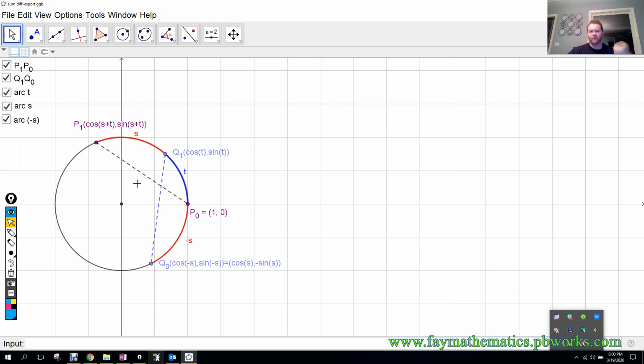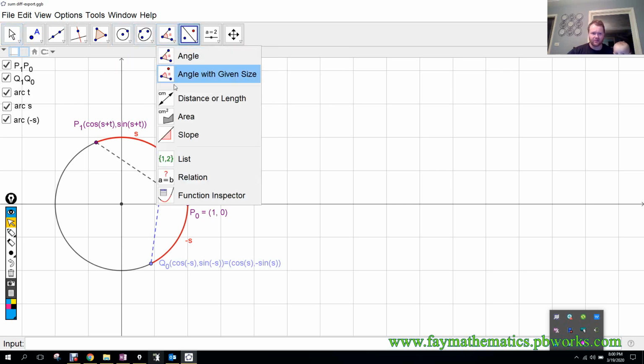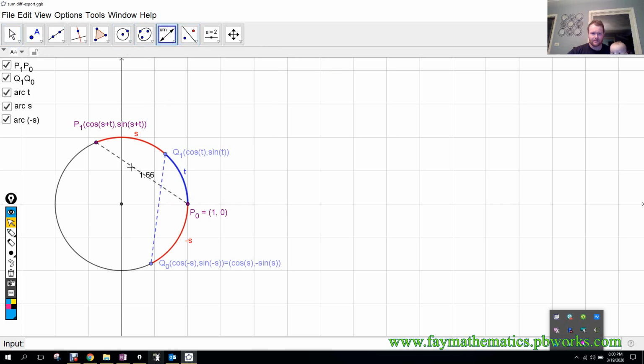This would be the chord for this second arc. Well, the thing about this is that those two arcs, s to t and then t to negative s, those two arcs are the same. And if you remember from geometry, if the arcs are the same, that chord and that chord should be the same. Okay? And that's what we're seeing here. So, what do we do?